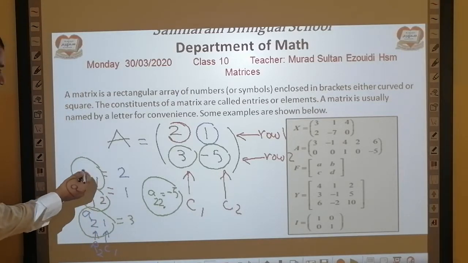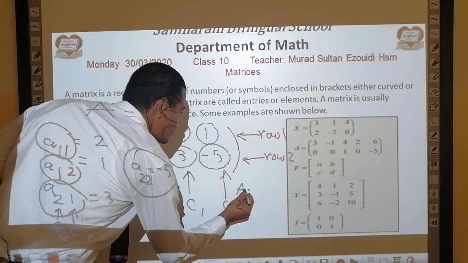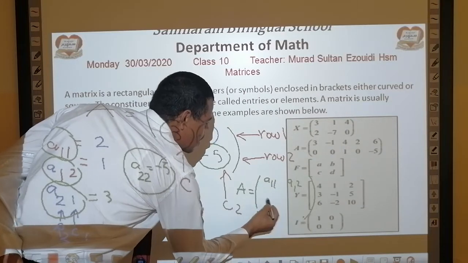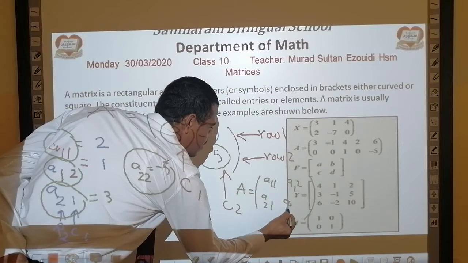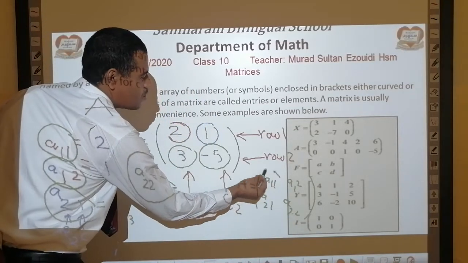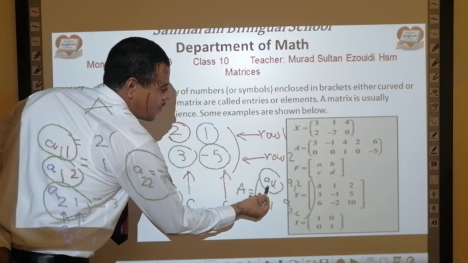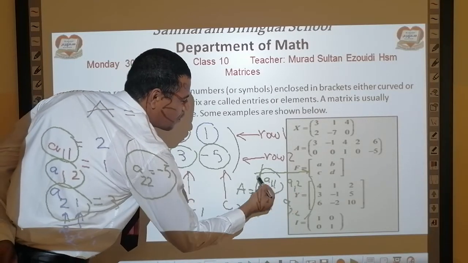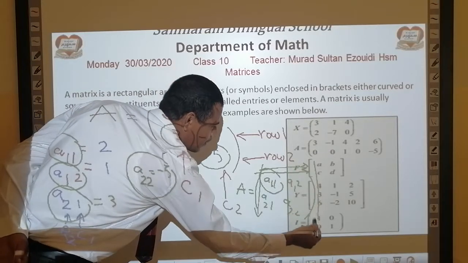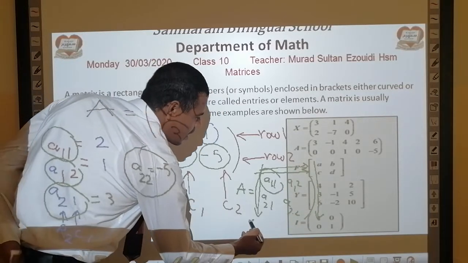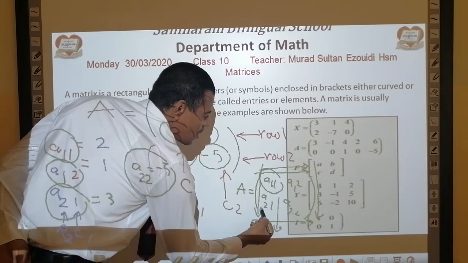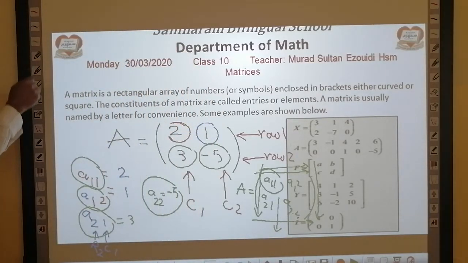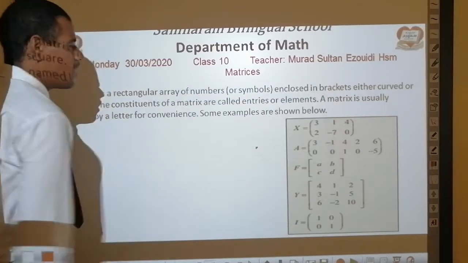I will write the matrix as A11, A12, A21, A22. You can see A11 means the first row, the first column. Then A12, the first row also, second column. Then A21, the second row, first column. Then A22, the second row, second column. That is how we define, or write, a matrix.